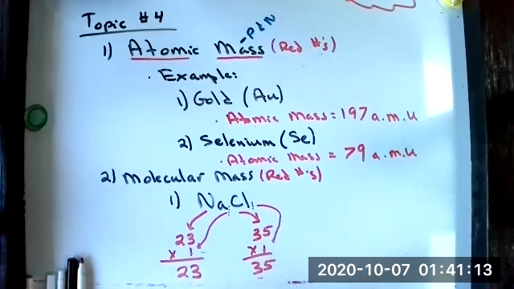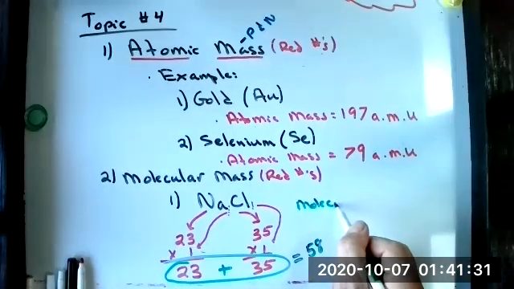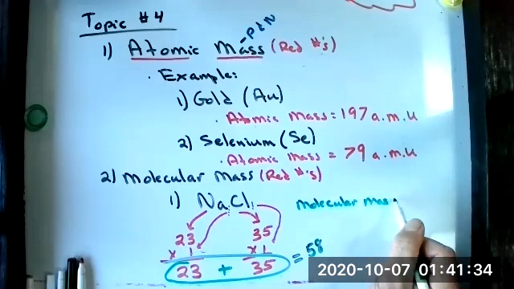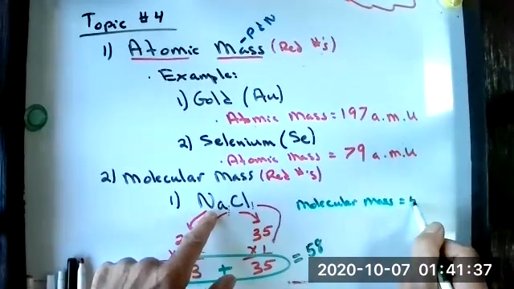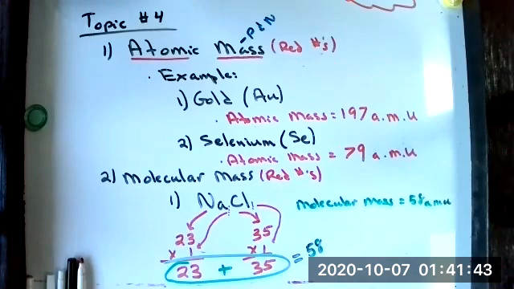My friends, I need a total. I need a total. I simply add them up together and I get a total of 58. And so you would say, hey, Sticks, the molecular mass for table salt is 58 AMUs. Questions?